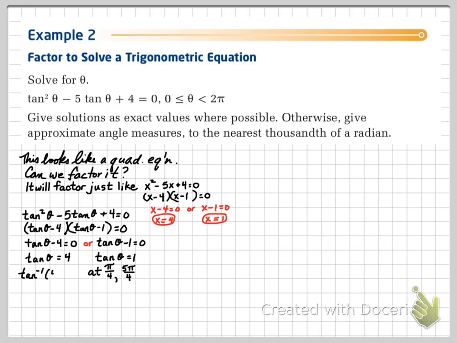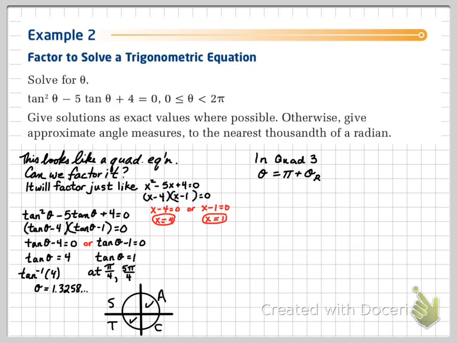So the tan inverse of 4 is going to equal 1.3258. Now, remember, that's going to be in quadrant 1. There's also going to be another solution, and that one's going to be in quadrant 3. So in quadrant 3, our angle is going to be pi plus the reference angle. Because according to our CAST rule, notice that the tangent is going to be positive in quadrants 1 and 3.